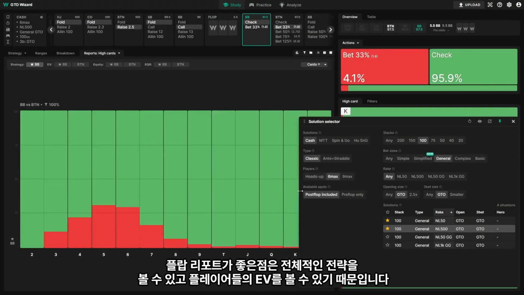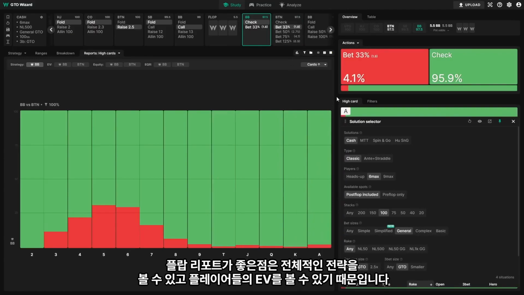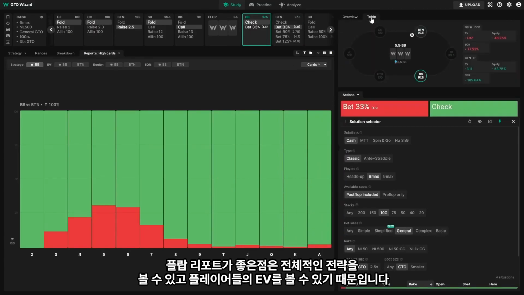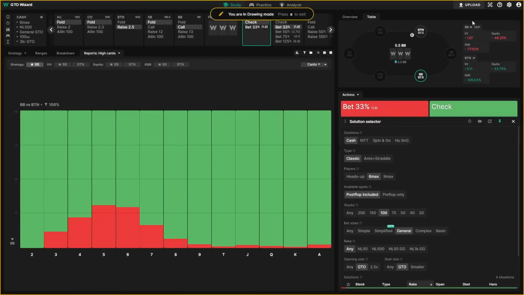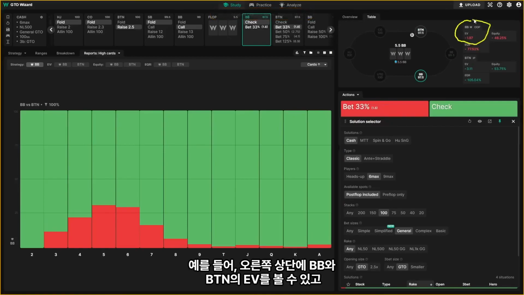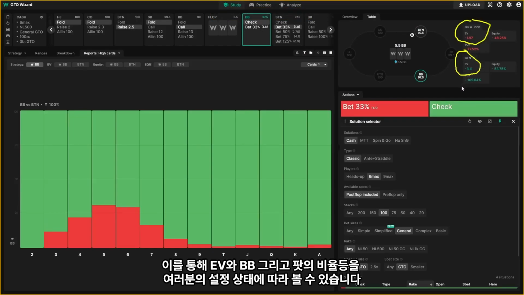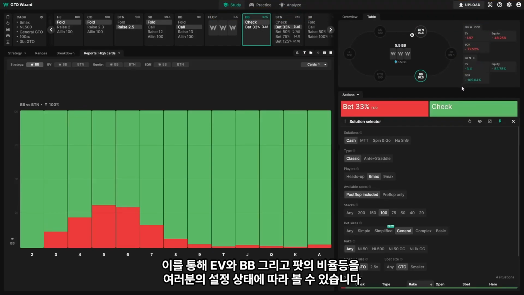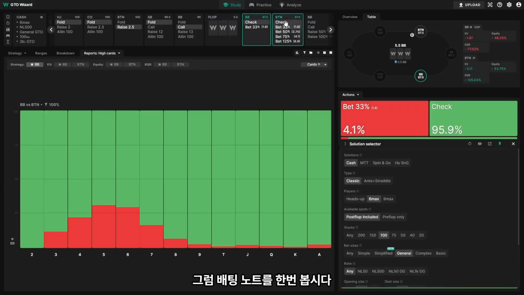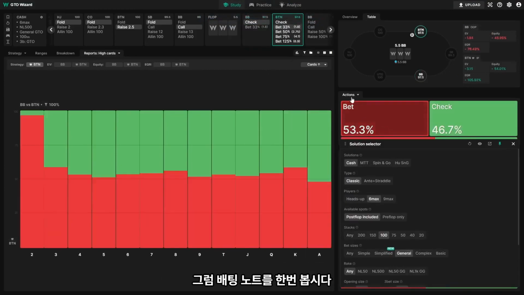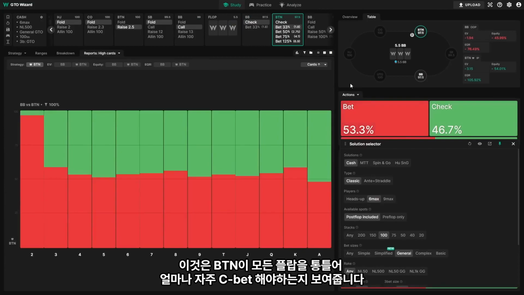The flop reports are great because you can see what the overall strategy looks like, but you can also see what players' expected value looks like. For example, here we see big blind's expected value, button's expected value, and we can toggle that between EV and big blinds and as a percentage of the pot using either hotkeys or by changing your settings. Now, let's go over here and take a look at the betting note. So this shows how often the button should be c-betting across all possible flops.